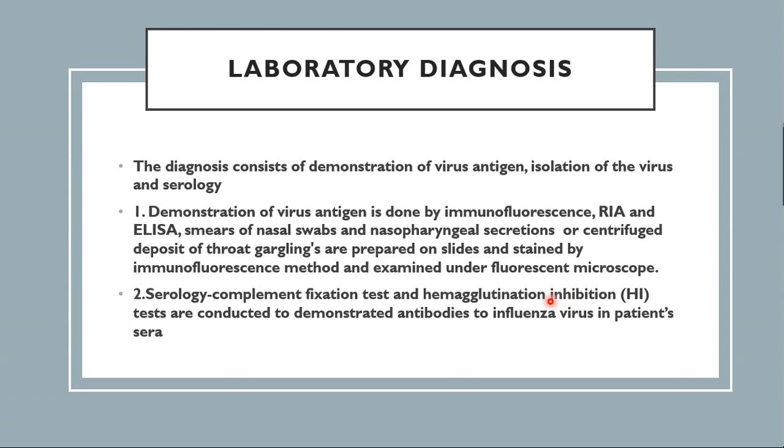If we find the virus, then obviously we can report that they have influenza infection. Then the second type is serology, where the complement fixation test and hemagglutination inhibition (HI) test are conducted to demonstrate antibodies to the influenza virus in patients' sera. So these are the two main techniques by which we diagnose the infection.